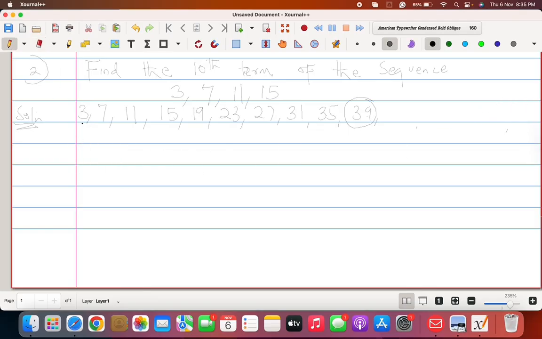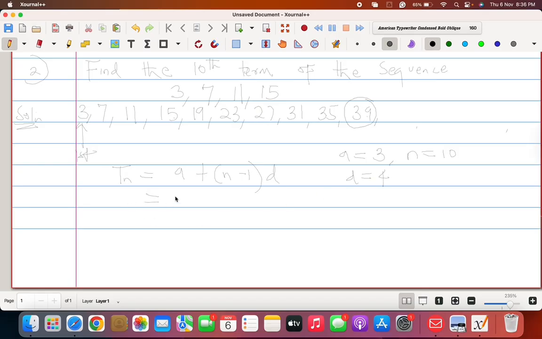So this is the first term. The first term, 1, 2, 3, 4, 5, 6, 7, 8, 9, 10. So if I'm to use a formula, we have a plus (n minus 1) d. Now our a is the first term, which is equal to 3. Our n is the 10th term, which is 10. Our d is the common difference, which is 7 minus 3, which is 4.